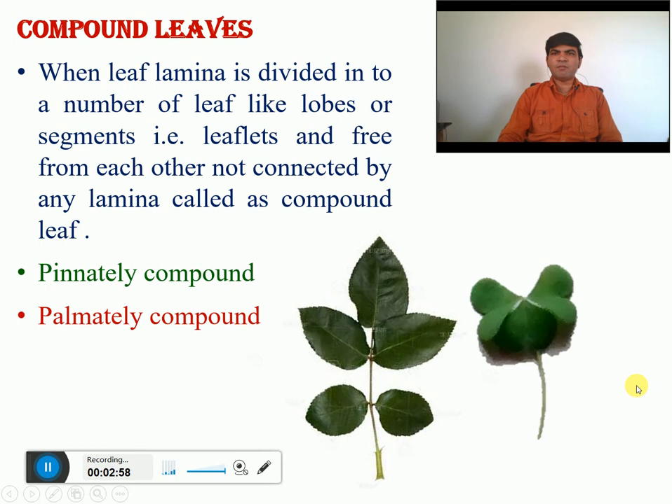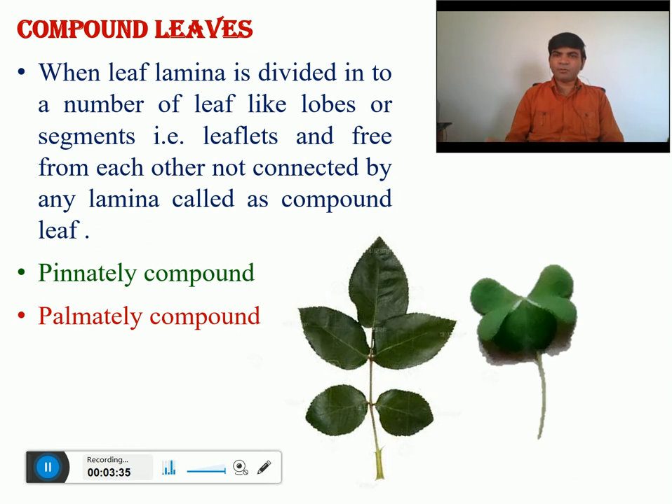Another type of leaf is called the compound leaf. When the leaf lamina is divided into a number of leaf-like lobes or segments, and each segment is called a leaflet and is free from the others, not connected by any lamina, this is called a compound leaf. Means here the leaf lamina is incised up to the rachis and forms a number of lobe-like structures which are free from each other. These lobe-like structures which are formed are called the leaflets.